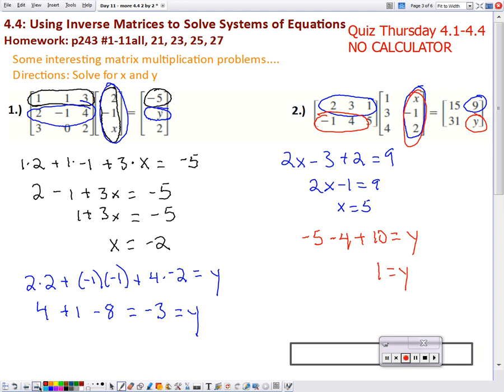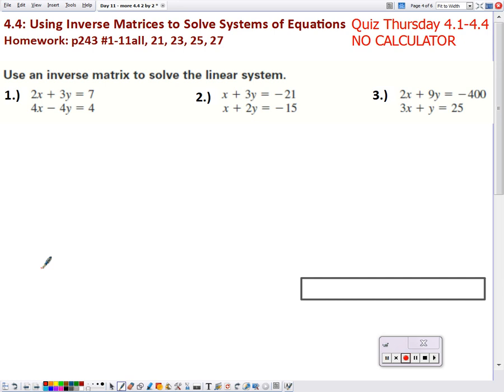Alright, the real goal today, however, is to talk about how we take a system and use matrices to solve it. Take a minute and write down number 1. 2x plus 3y equals 7. 4x minus 4y equals 4. Now remember, guys, this is a system.